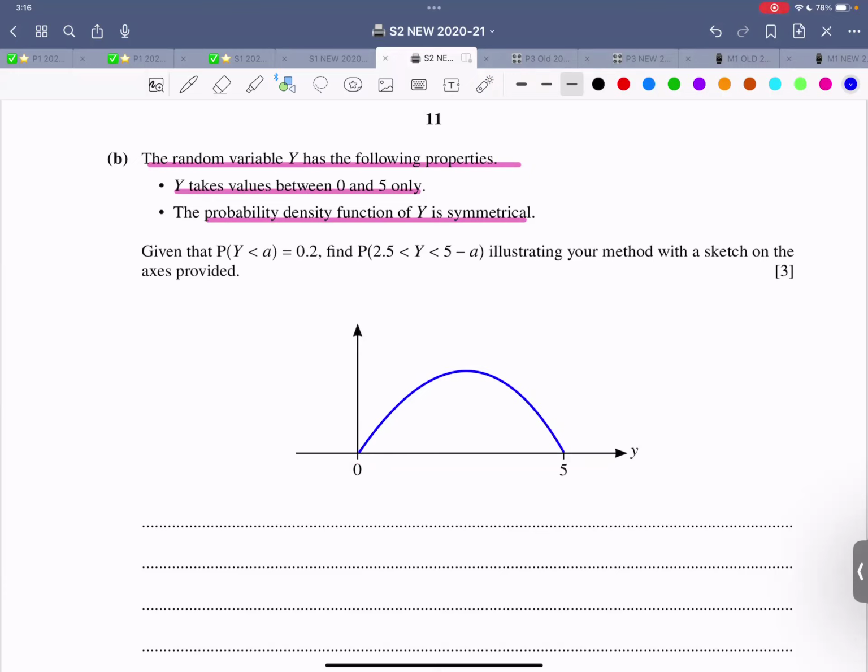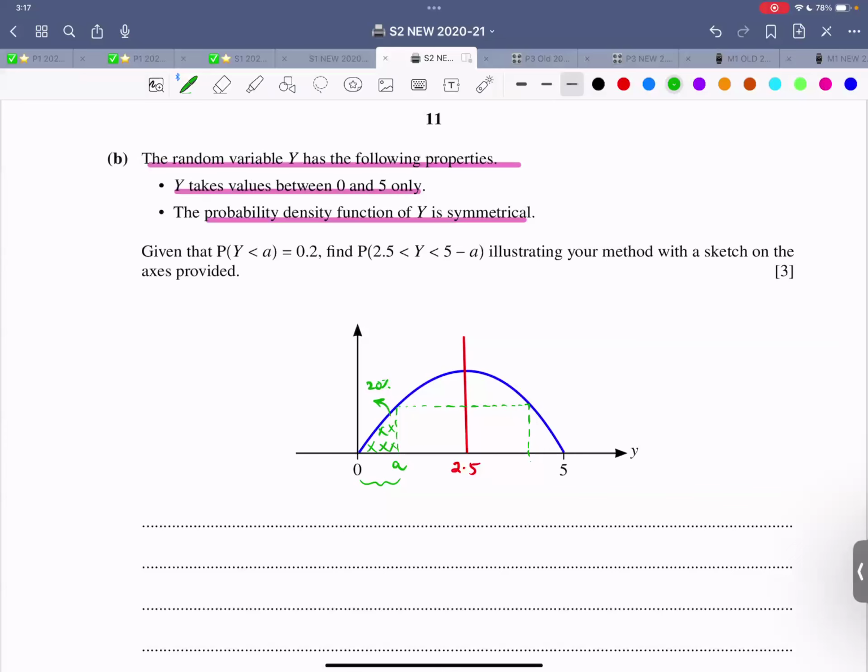It's symmetrical. That means the mean lies exactly at the middle, that is 2.5. That means this is 50% and this is 50%. That's the first thing. There is a value A. The probability y less than A is 0.2. So let me mark over here: this is A, and this probability is 20%. 0.2 is 20%.